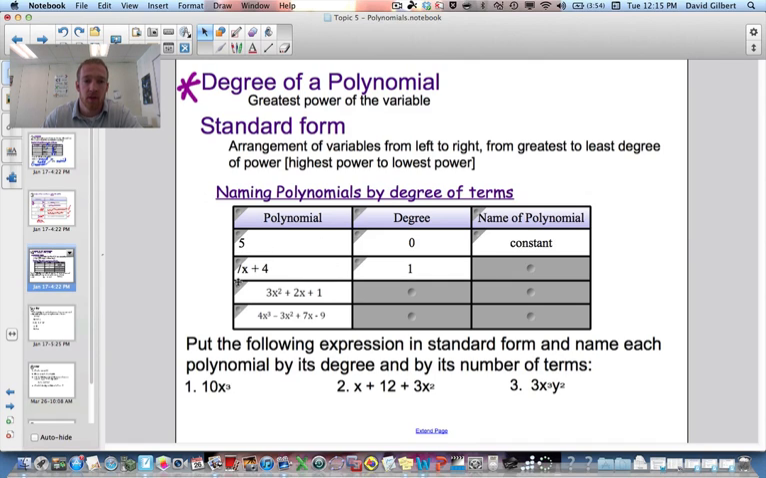Here, this is a degree 1. It's a 1x plus 4. So the degree here is just a 1. And we call that linear. If it's got a degree 2, then we call that a quadratic. And if it's a degree 3, it's called a cubic.